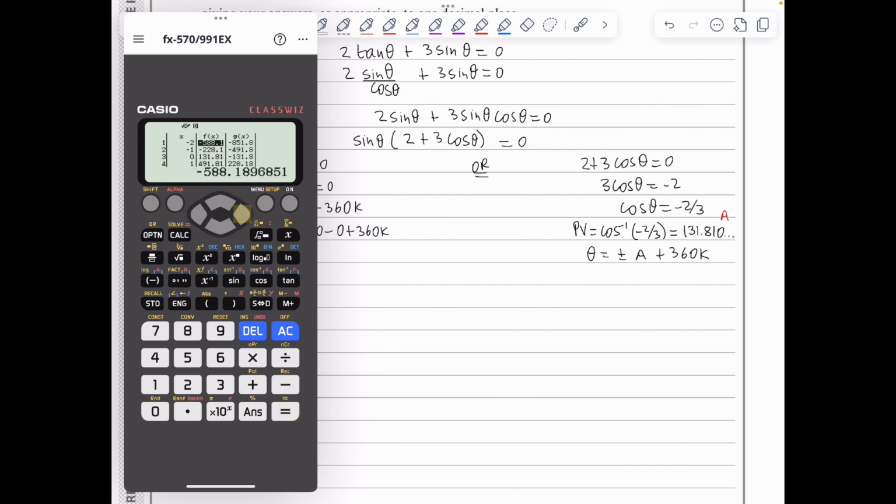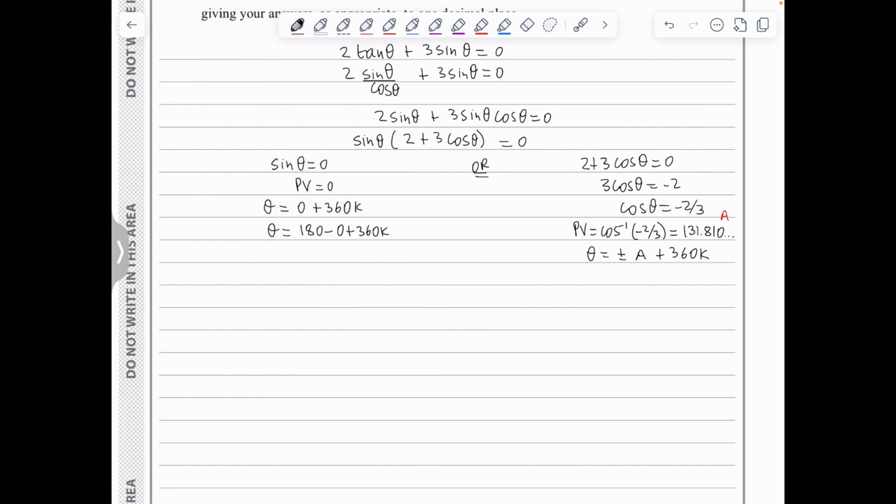So I can see here that the only solutions within the range are 131.8 and 228.2. So from the sine theta being 0, I can see that the only solutions are the 180 and the 360. The 0 is not included. It's a strict inequality on the left end, whereas from theta is plus minus A plus 360k, I got the 131.8 and the 228.2.